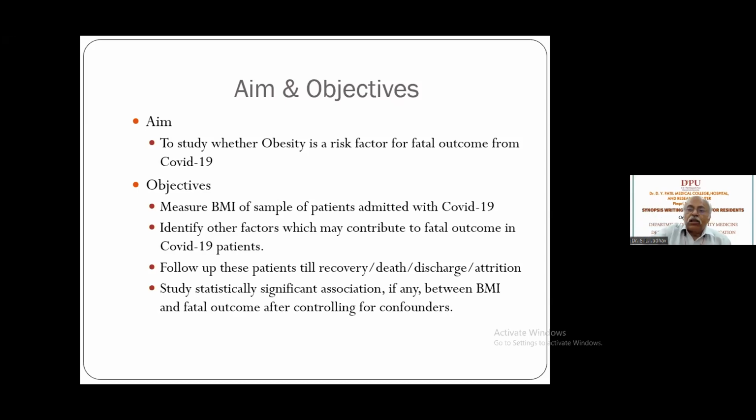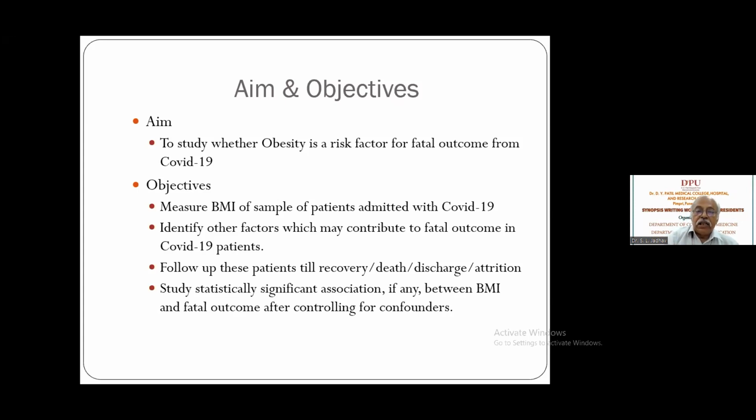Objectives are how you reach the goalpost. You have a football, you have different players who take the ball to the goal. So objectives are the steps by which I would reach that goal. So you have to think through. So how do I write it? Objectives which would be feasible, which could be doable, is to measure BMI of a sample of patients admitted with COVID-19. Suppose I am starting a prospective study. All those who come with COVID diagnosis, I measure the BMI. That is my first objective.